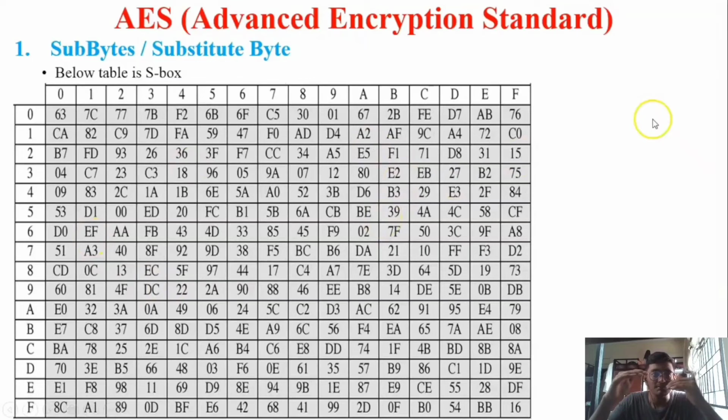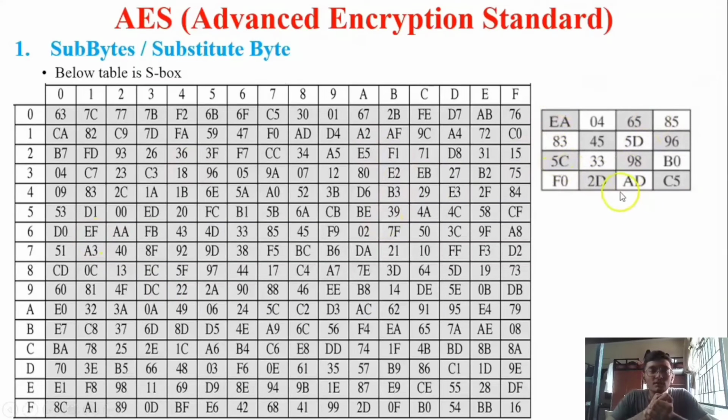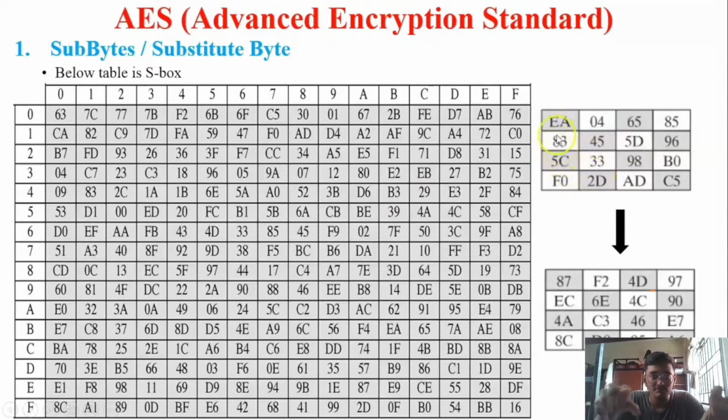So this is the S box table, and this is the previous matrix. Now, how is EA replaced with 87? Check, this is E, the row of E in the S box, and this is the column of the S box, A. They intersect at 87. So EA is replaced by 87, or we can say EA is substituted by 87. Same as 0, 4: you can see this is the 0th row and 4th column, so it is substituted by F2 and so on.